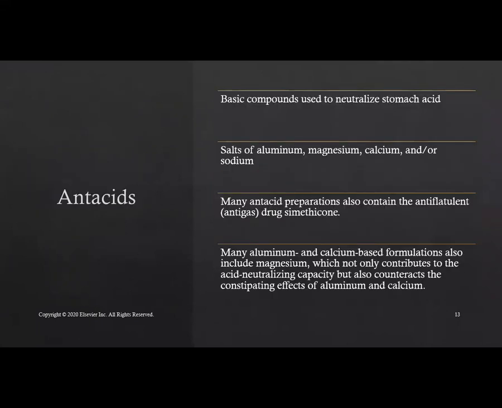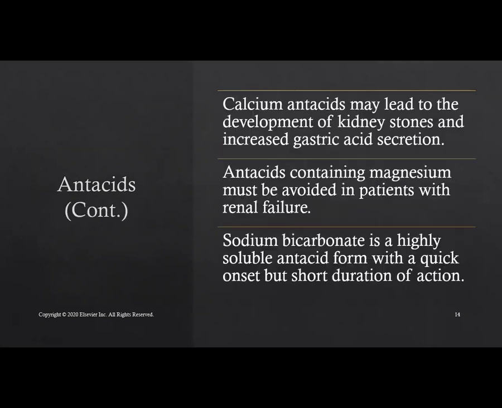Our antacids are basic components used to neutralize stomach acid. These can be salts of aluminum, magnesium, calcium, and or sodium. Many antacid preparations also contain the antiflatulent, so anti-gas drug, simethicone. So sometimes you'll have simethicone with an antacid, and the idea behind that is I'm going to lower my acids as well as lower how much gas the patient has. Many aluminum and calcium-based formulations also include magnesium, which not only contributes to the acid neutralizing capacity, but also counteracts the constipating effects. So that kind of helps with that.